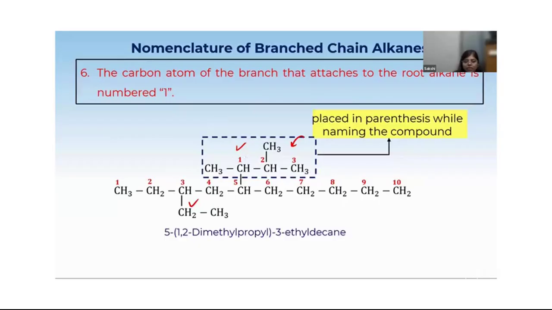So we are starting from here. This is the first carbon atom, right? So it is 1,2 dimethyl. On both the first and second carbon atoms, you have methyl, right? Propyl, because obviously it is a substituent, an alkyl group, propyl, 3-ethyl decane. So again, here we are going alphabetical order wise.